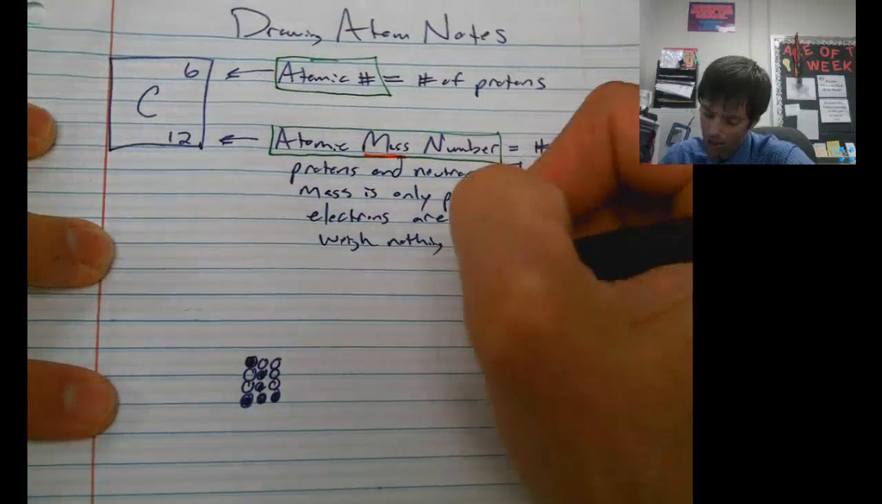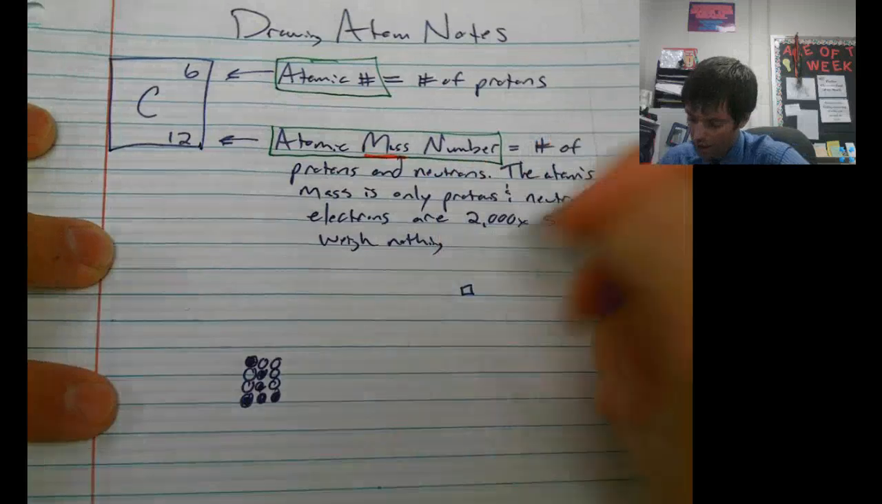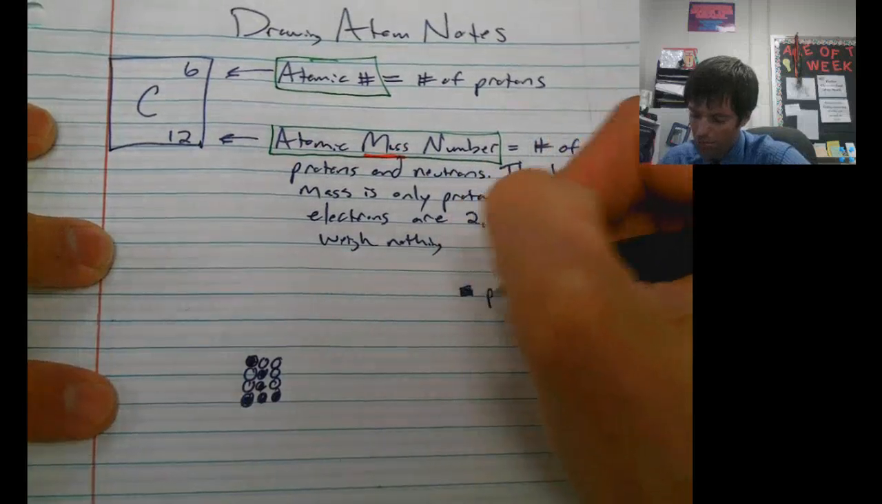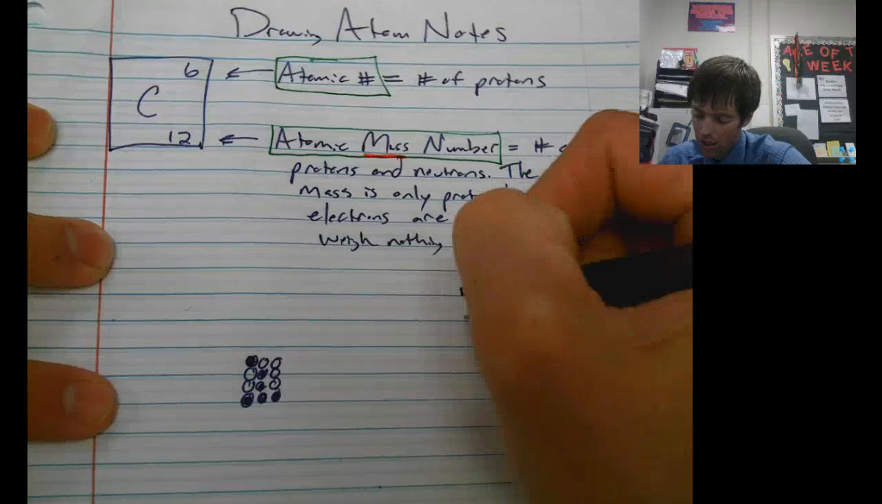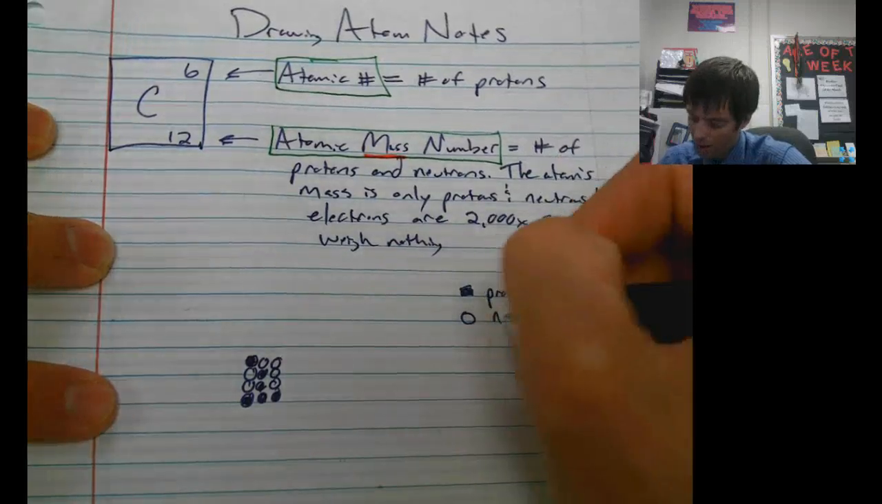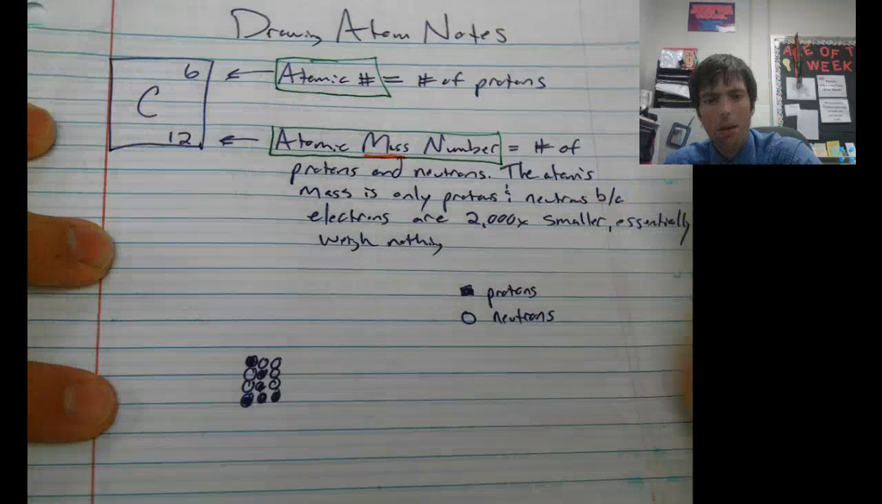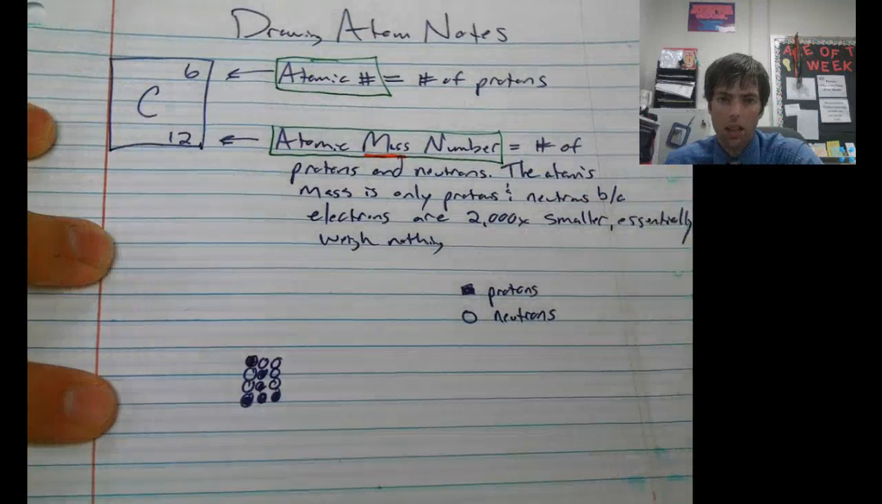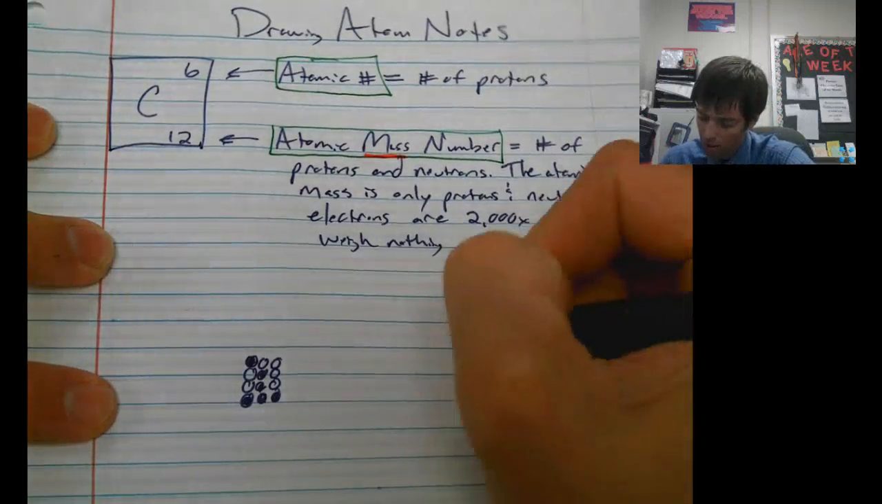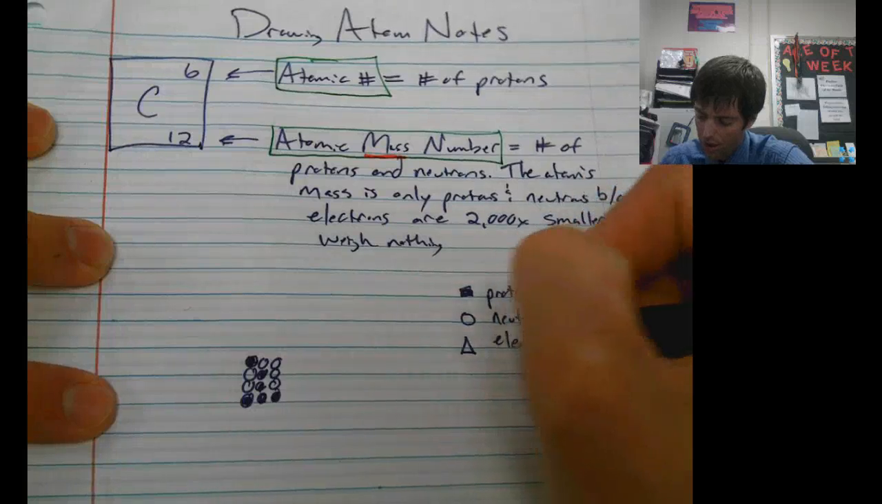Maybe I'll make a little key over here. So I've got, say, okay, these things right here, these are protons. These clear things right here are neutrons. And what am I missing? Oh, that's right, electrons. So let's make little triangles maybe. We're going to call these things electrons.